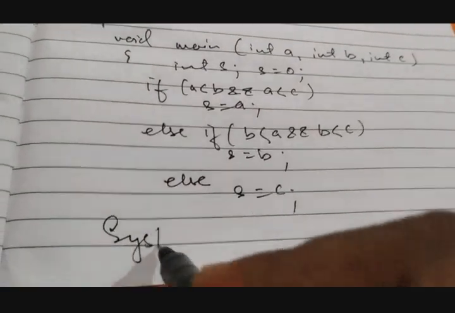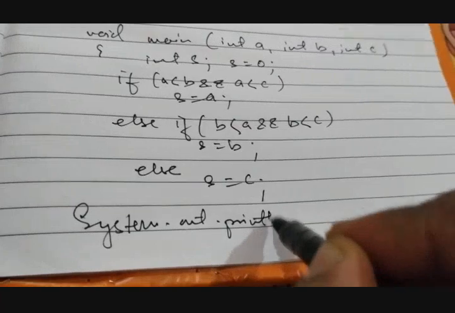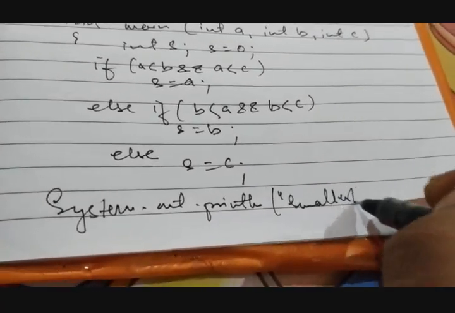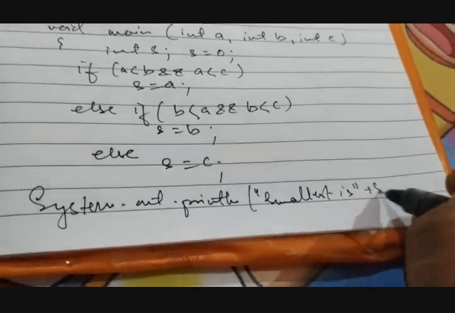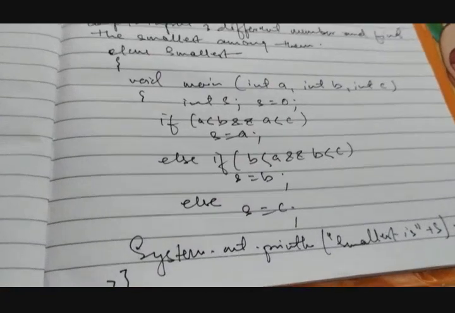So System.out.println("smallest is " + s), close, close main, close class.